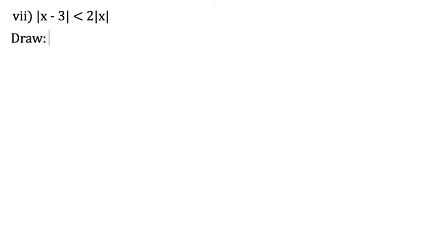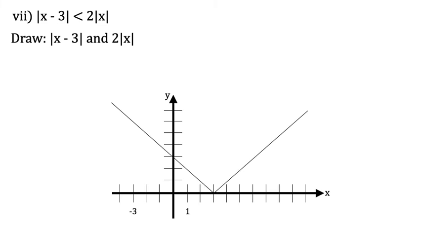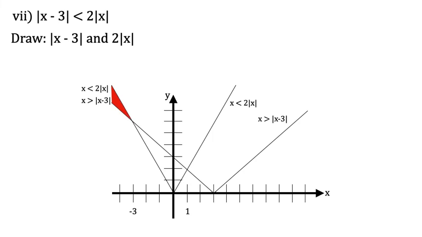So let's draw the absolute value of x minus 3 and 2 times the absolute value of x. From a different question, we have already seen what the absolute value of x minus 3 looks like, and it looks something like this. The line 2 times the absolute value of x would look like this. If we were to shade in the areas where the absolute value of x minus 3 is in fact less than 2 times the absolute value of x, we would shade in these areas here.